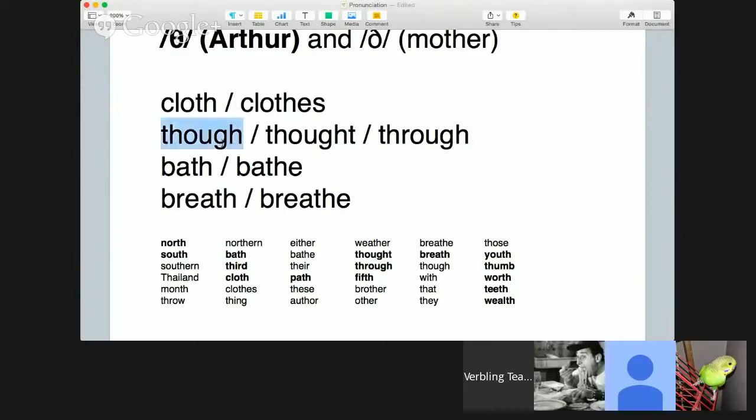Just be careful because the letter G in these words is silent, okay? I know it's really confusing. I don't know why we have silent letters. But you don't actually pronounce a G sound, so it's pronounced though.